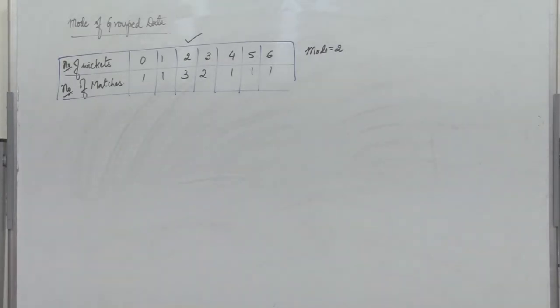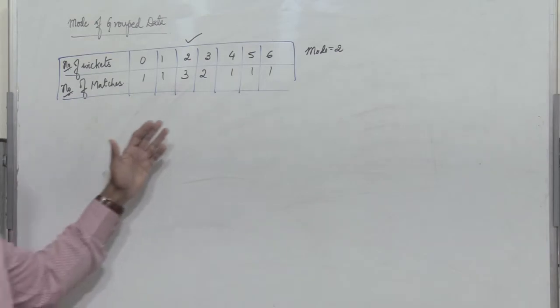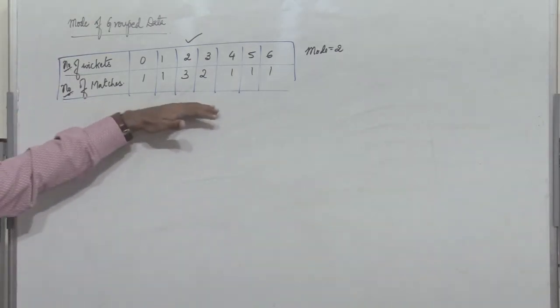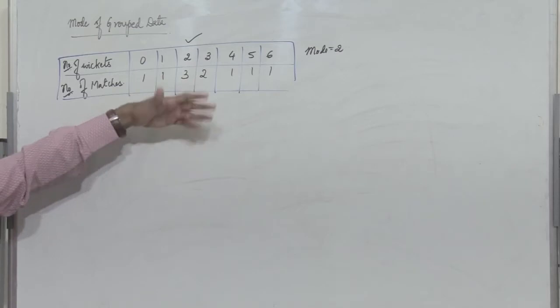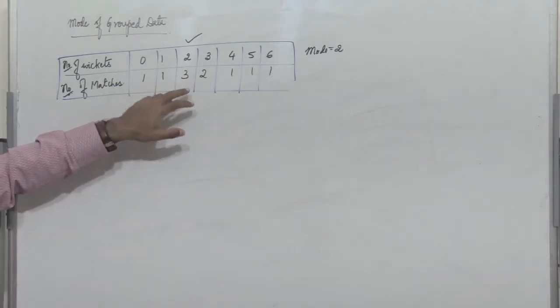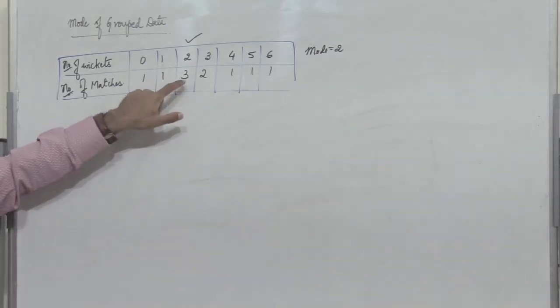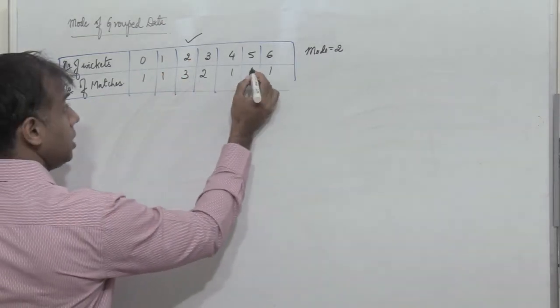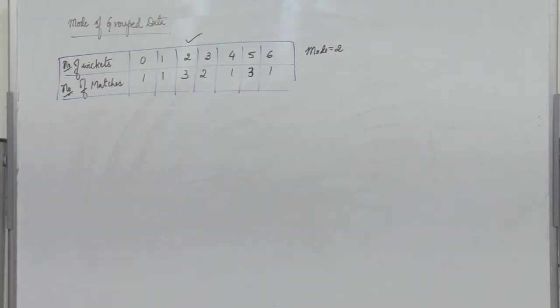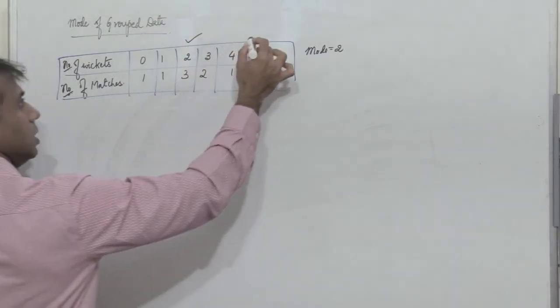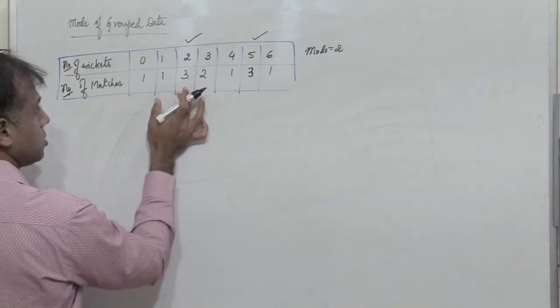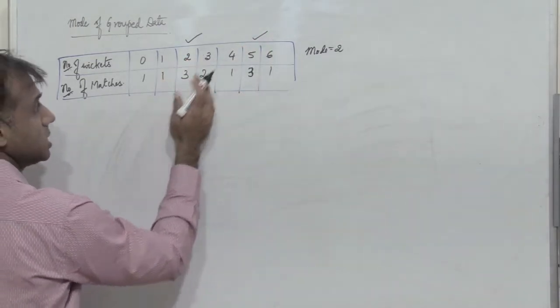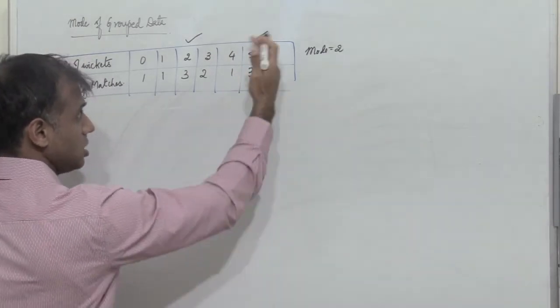Right? So now it may happen that a given distribution may have the maximum value many times. Right? So I can have a possibility where in 3 matches he takes 2 wickets. I also can have a possibility where in 3 matches he has also taken 5 wickets. Right? So we have a case where I have 2 values.